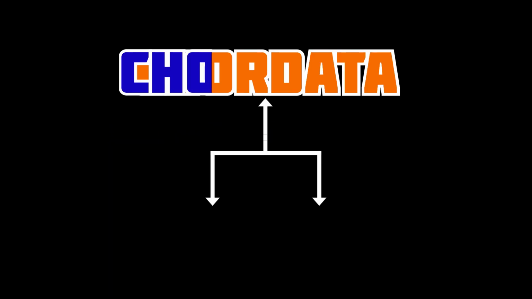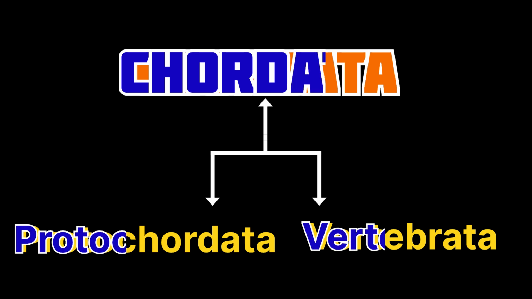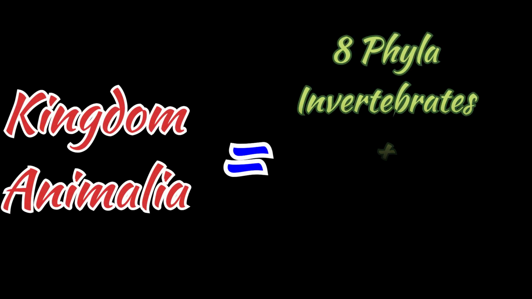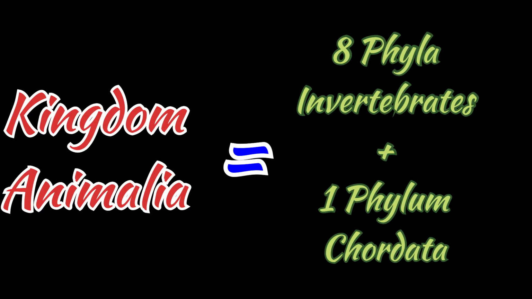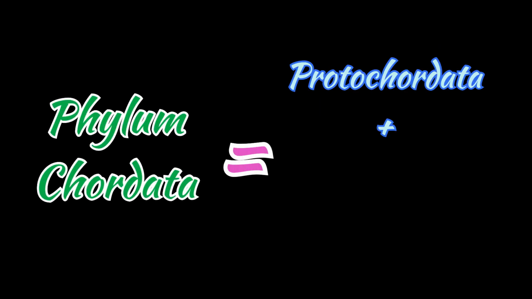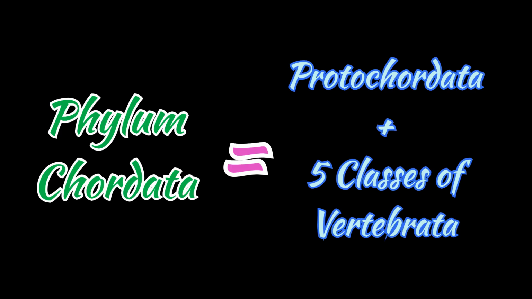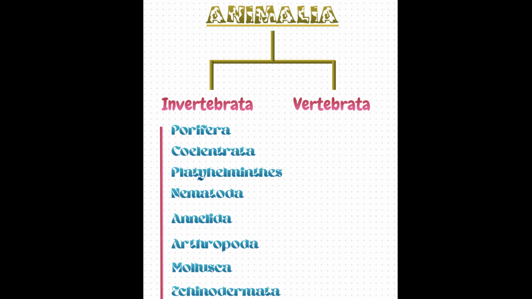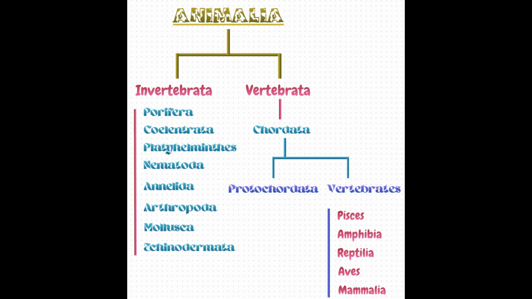Now for the remaining 5%, animals with a notochord are included in phylum Chordata, which has 2 groups, Protochordata and Vertebrata. Vertebrata has 5 classes: Pisces, Amphibia, Reptilia, Aves, Mammalia. So kingdom Animalia equals 8 invertebrate phyla plus 1 phylum Chordata. Chordata equals Protochordata plus 5 classes of Vertebrata. So that's the full kingdom Animalia tree according to NCERT. Now let's briefly see each of the phyla.